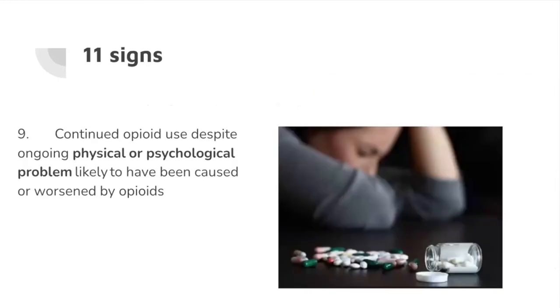The ninth sign is continued use of opioids despite ongoing physical or psychological problems likely to have been caused or worsened by opioids. So this person here, she's suffering in this vicious cycle of using the opioids despite having psychological problems because of it. And then she feels so physically drained and mentally down, she feels the need to use opioids to help her feel better.